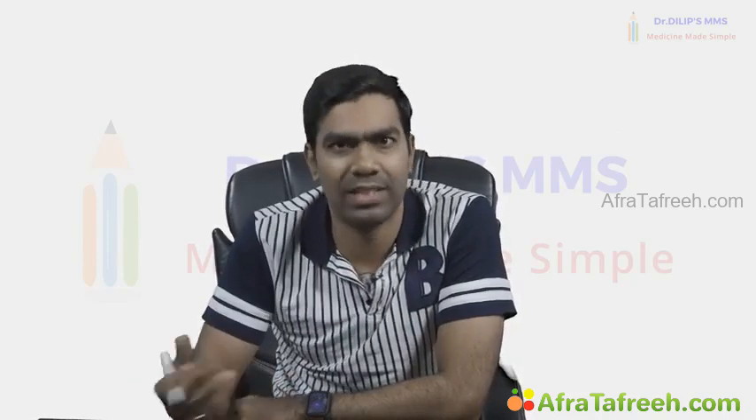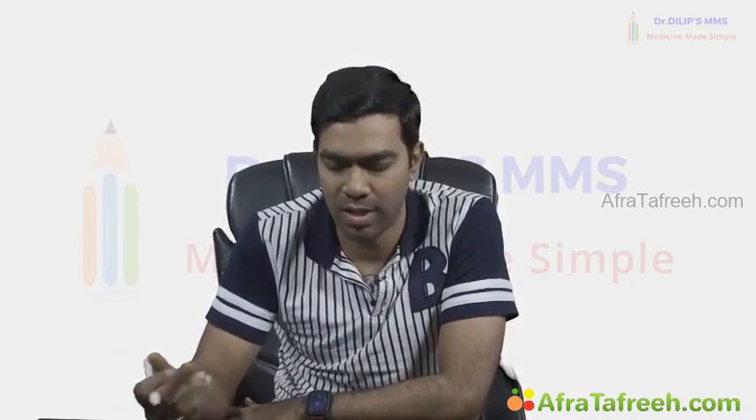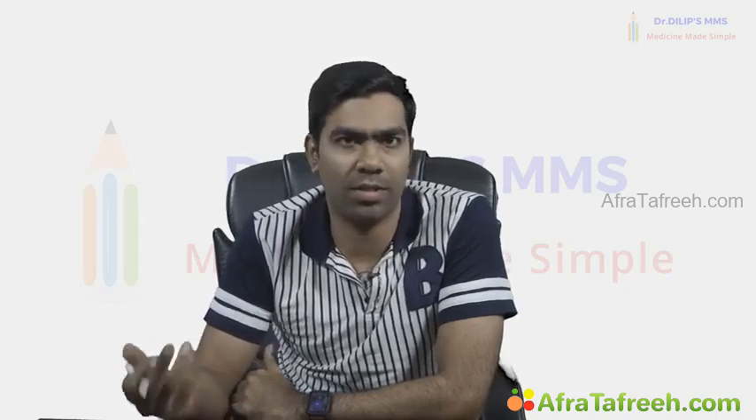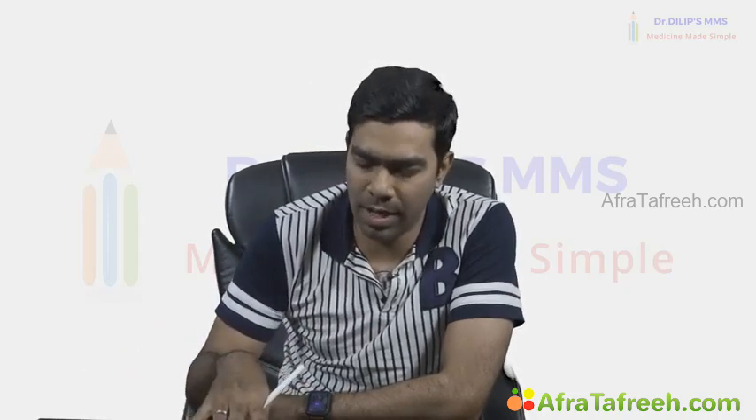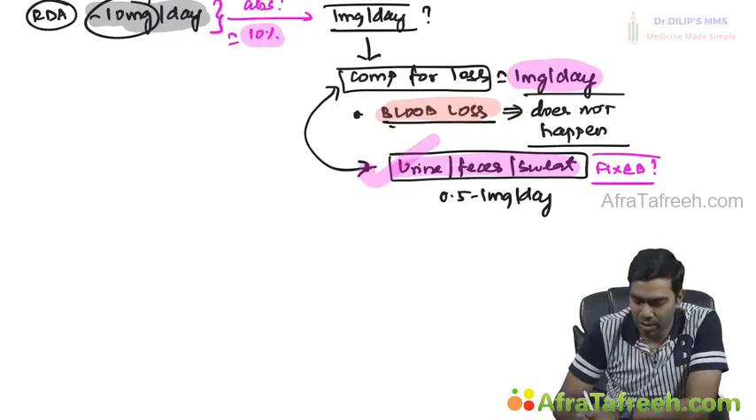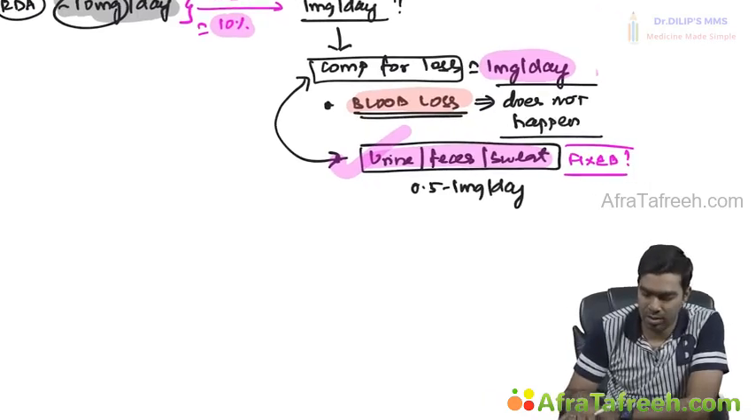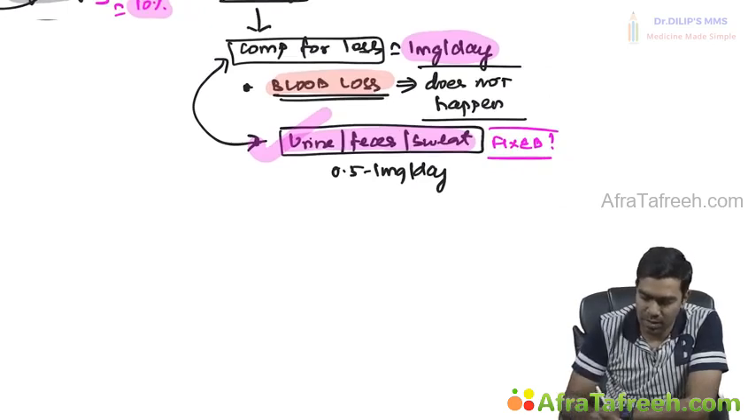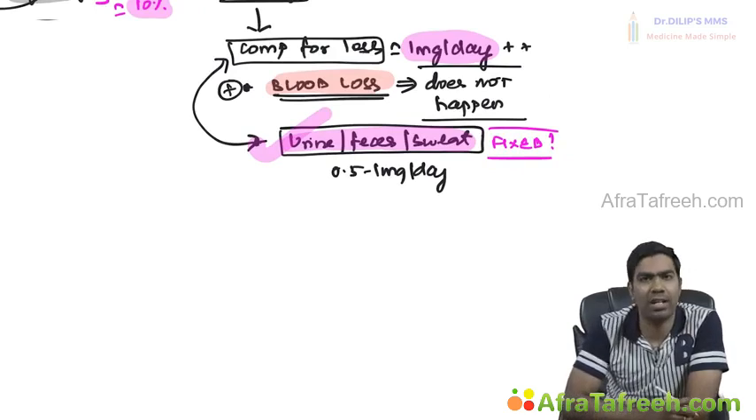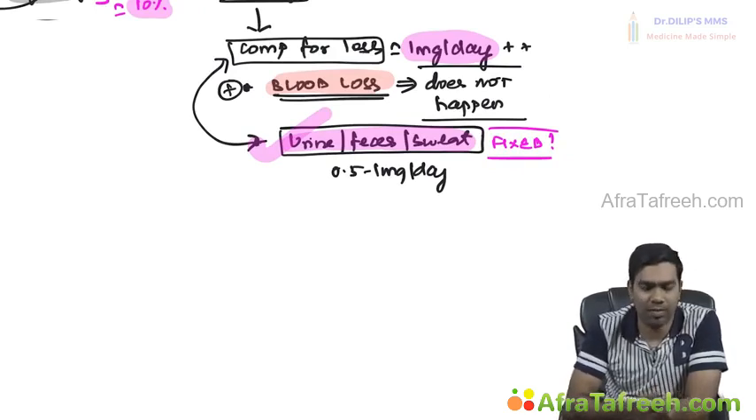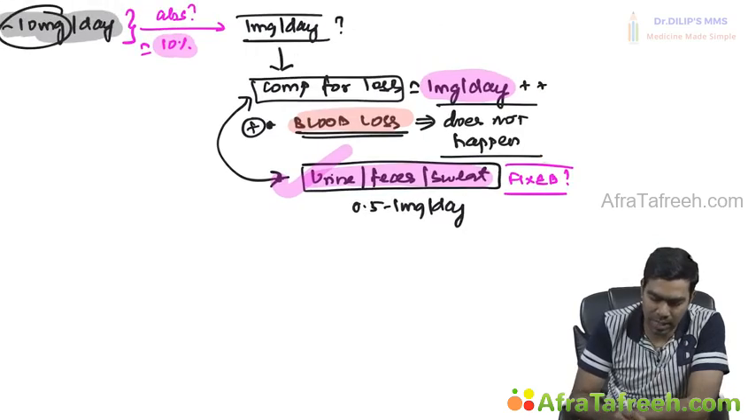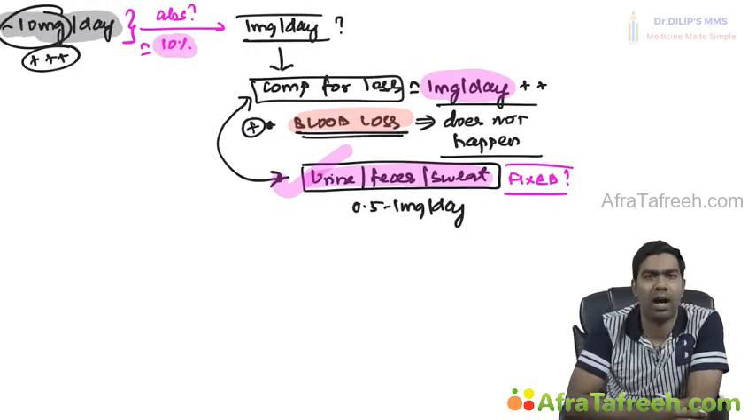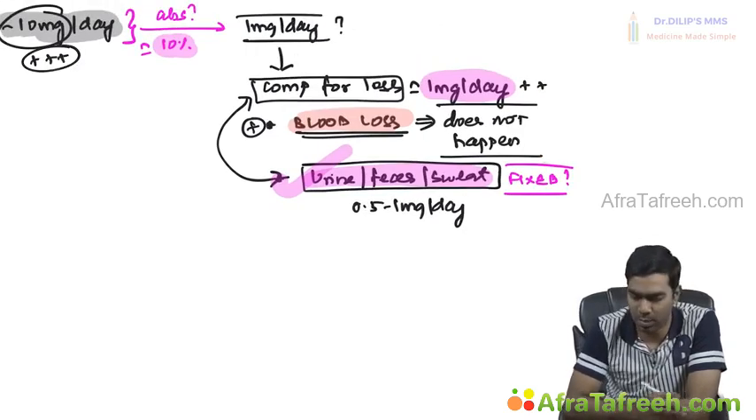So to compensate for this loss, you are actually absorbing 1 milligram per day, because 1 milligram per day is lost in the form of urine, feces and sweat. But this blood loss is something additional, which means if additional blood loss is there, you might have an additional loss of iron from the body, which means you might be needing an additional RDA, possibly in special populations.